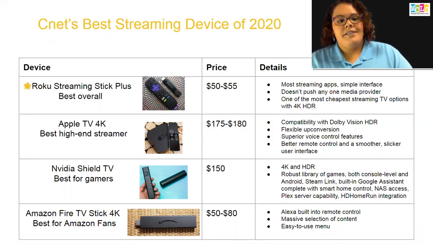And then the Nvidia Shield TV is the best for gamers. That one also has the 4K and HDR. So this has a robust library of games built into it, both console level and Android. Steam Link, a built-in Google Assistant complete with smart home control, NAS access, Plex server compatibility, HDHomeRun integration. So this is the best for gamers if you are wanting streaming with games built in.